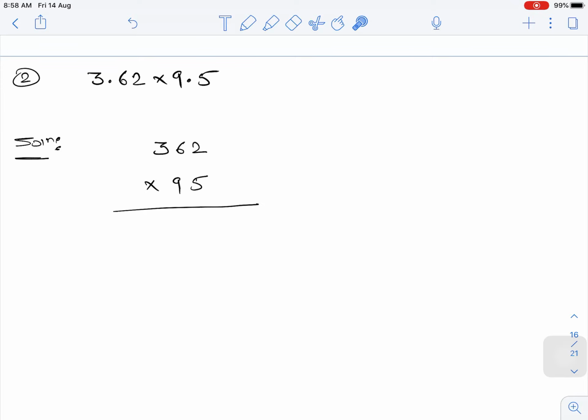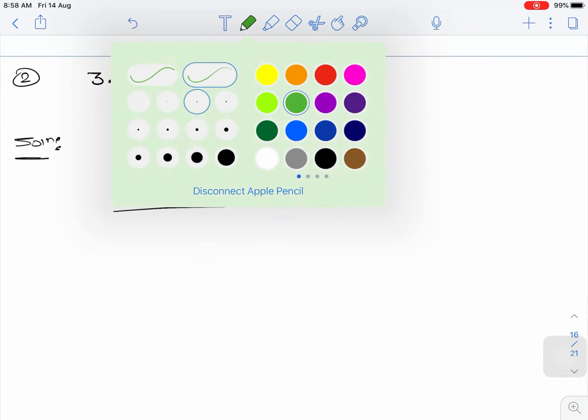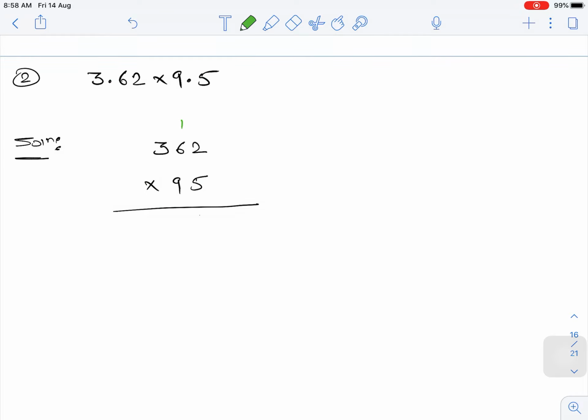Now 95 is a bigger number, it is difficult to learn its table. So the best way is that we do our regular multiplication. First we will multiply all of this by 5 and then we will multiply it by 9. So now 5 twos are 10. Then 5 sixes are 30 plus 1, so that will be 31. Then 5 threes are 15 plus 3, that is 18.